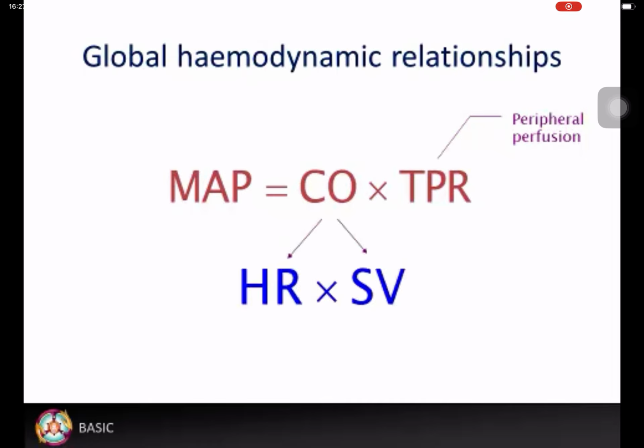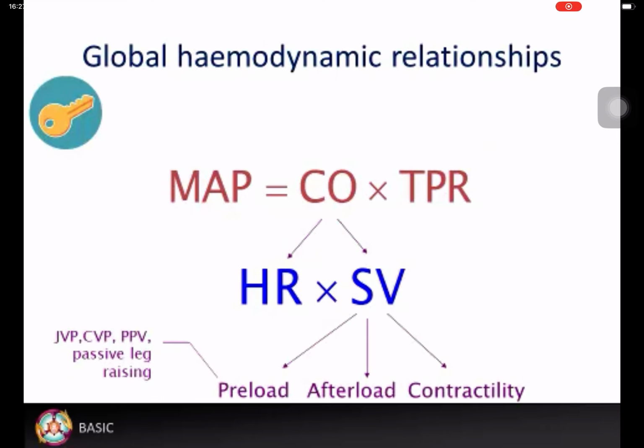Cardiac output is determined by heart rate and stroke volume, so it is vital to know the heart rate. Stroke volume is determined by preload, afterload, and contractility. Preload can be estimated, but afterload and contractility are difficult to assess clinically. So in summary, the three things that you want to assess in a shock patient are peripheral perfusion, heart rate, and JVP, CVP, pulse pressure variation, or response to passive leg raising.